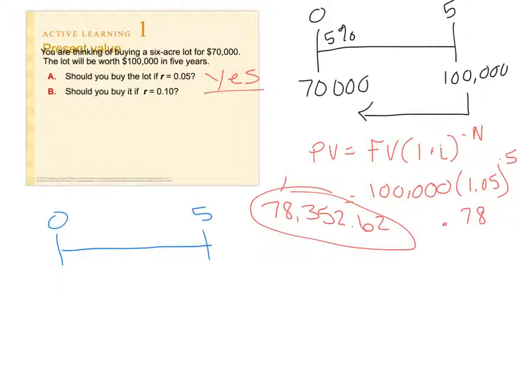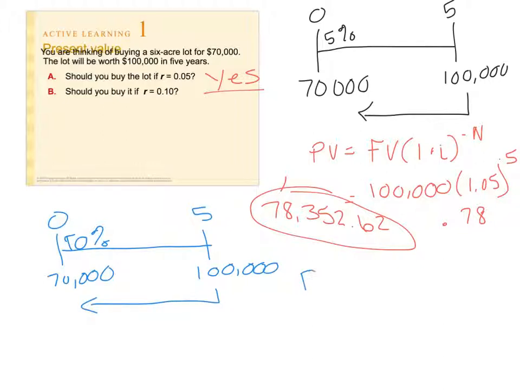Again, I'm at time period 0. That's today. So now I'm going to put in 10% as my interest rate. I'm going to say it's worth $70,000 today. It's still going to be worth $100,000 in the future. Now thinking ahead, what do you think the present value is going to do? It's probably going to go down, right? Because our interest rate went up. So let's just double check that, and I'm going to bring this back to today.